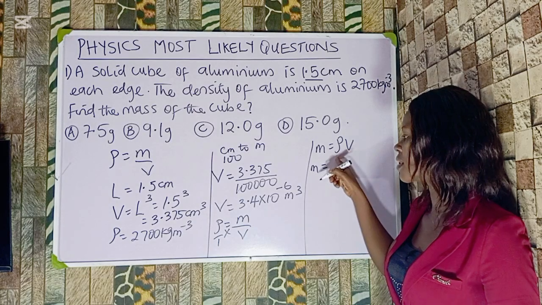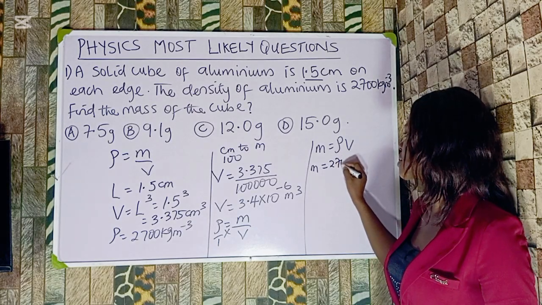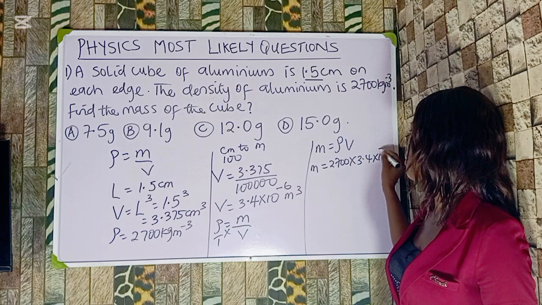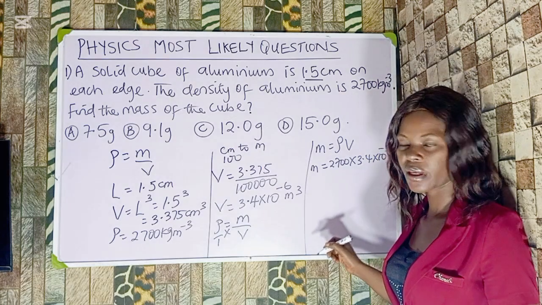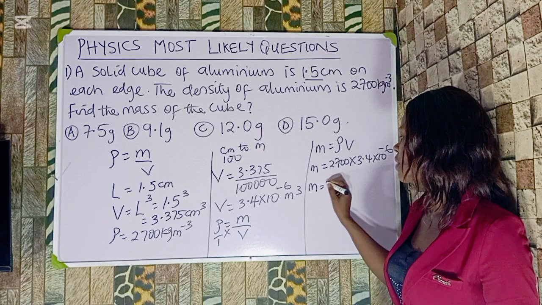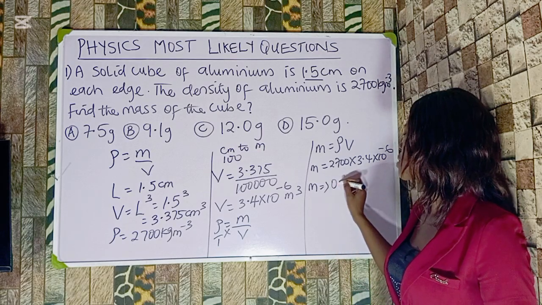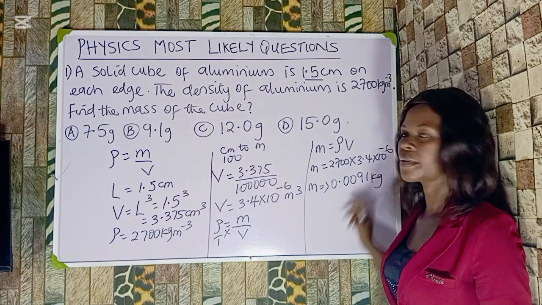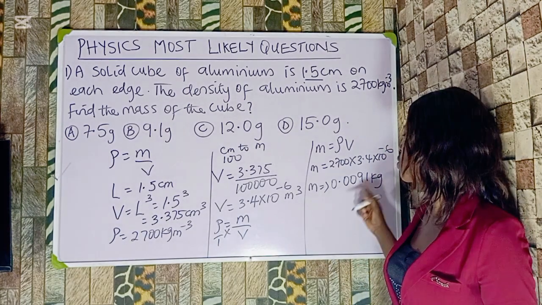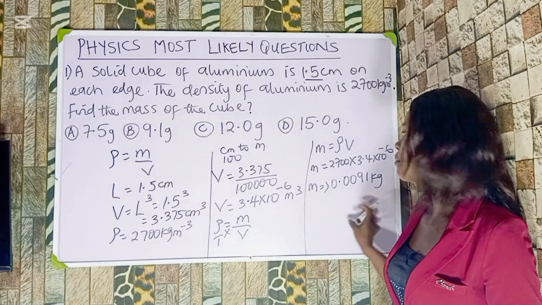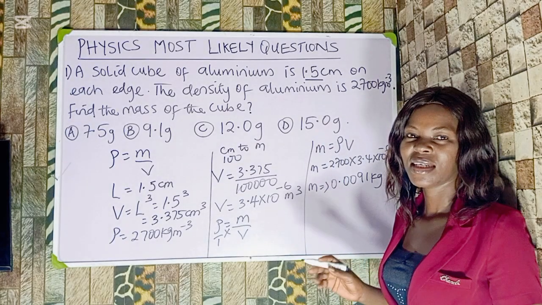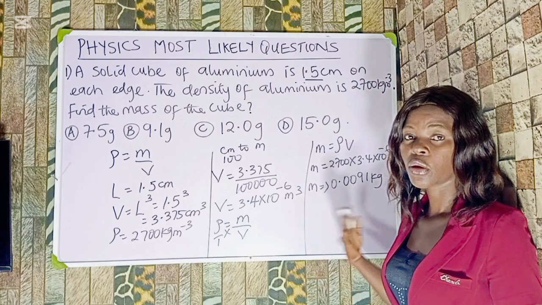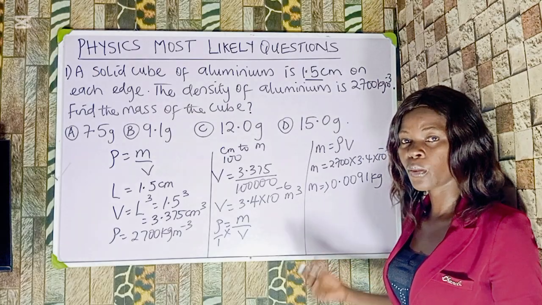So let's work it out. M is equal to, what's my density? 2,700 times 3.4 times 10 raised to power minus 6. Then by the time you multiply it, you are going to get 0.0091 kilograms. But looking at the options, the answer is given in terms of grams. So even though we have kilograms, you need to convert it to grams simply by multiplying by 1,000.